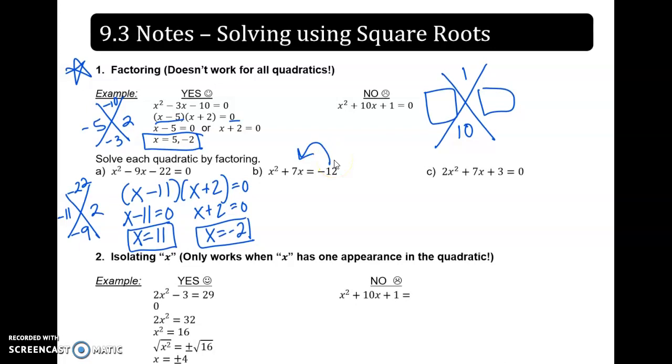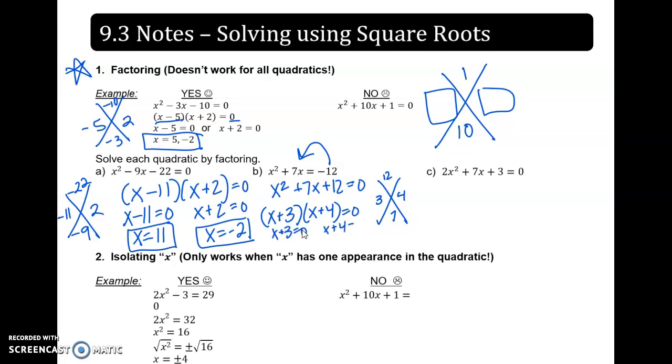B, remember, it has to be equal to 0 in order to factor. So my first step is to get that negative 12 to the other side to make it positive 12. So what multiplies to 12 and adds to 7? That's 3 and 4. So this is x plus 3 and x plus 4 equals 0. Break up your equations. So x is negative 3 and x is negative 4. Once again, that one has two solutions.